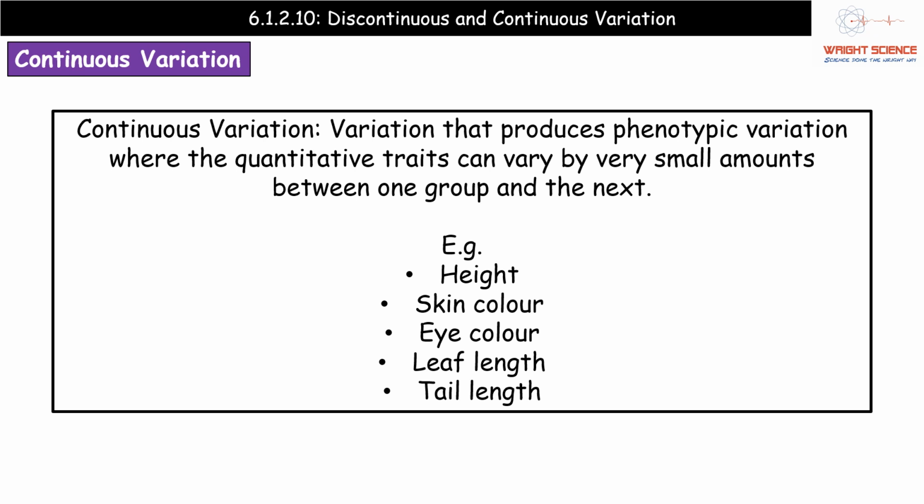Same kind of idea with the eye color there. And then let's move away from humans for a moment and go into some other organisms, because it's not just humans we study in this course. The length of leaves, again, they will have a range of values they could take within a given range. And then the length of tails of creatures as well. Maximum and minimum sizes, of course, but the actual length of individuals' tails will take a range of values within there. So when we're thinking continuous variation, we're looking at very small variations from one group to the next.